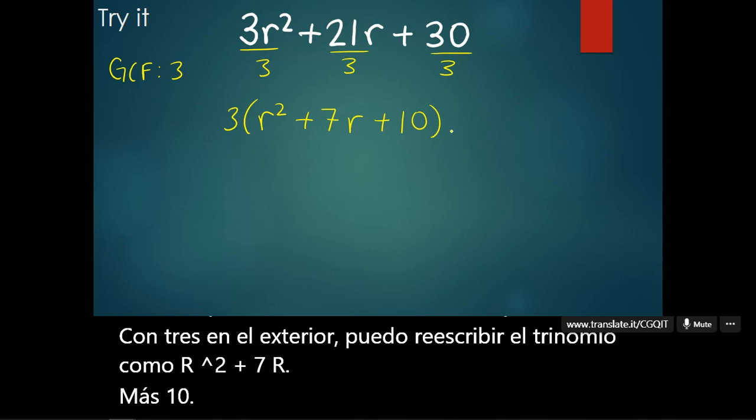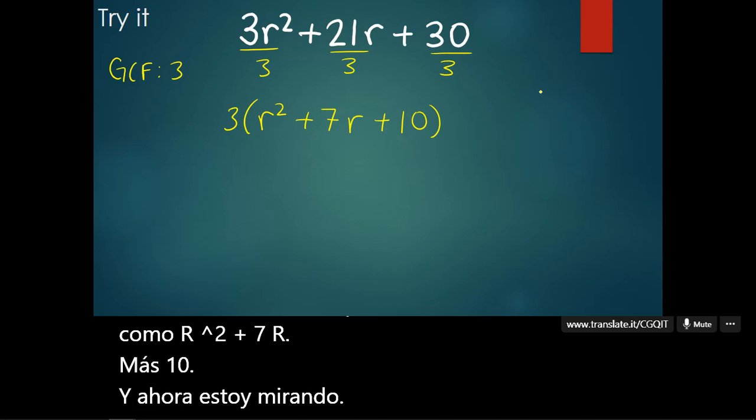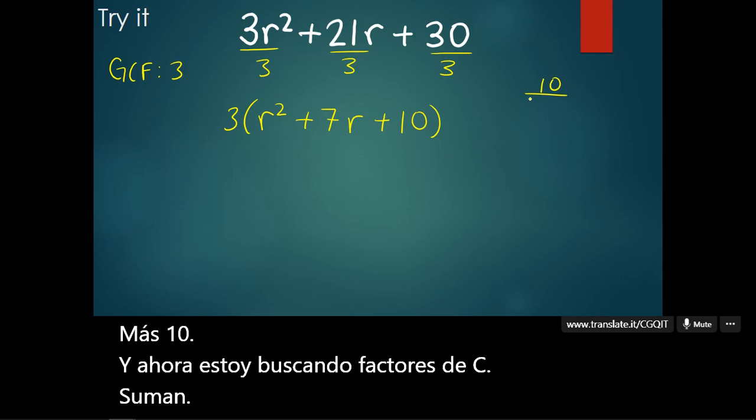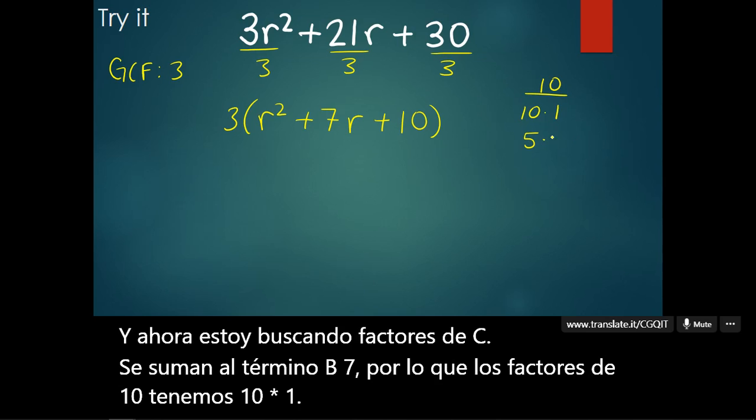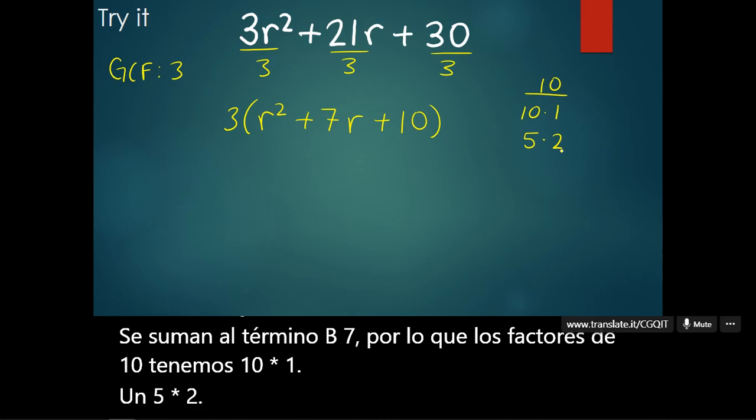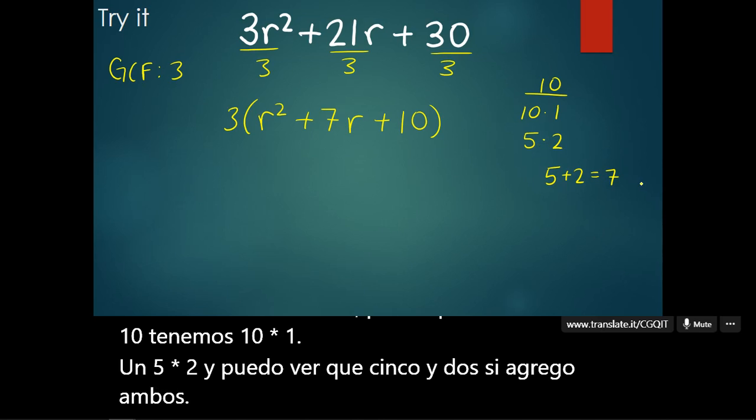And now I'm looking for factors of c that add up to the b term, 7. So the factors of 10, we have 10 times 1 and 5 times 2. And I can see that 5 and 2, if I add both of these, that's going to give me 7. So that means I'm going to go with these factors.